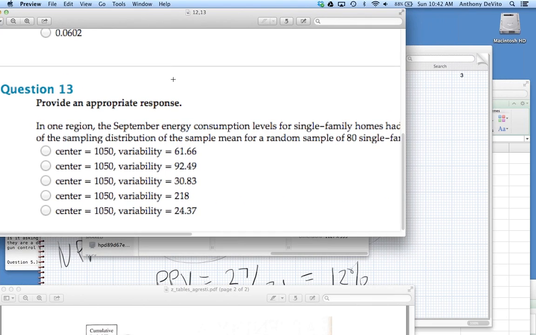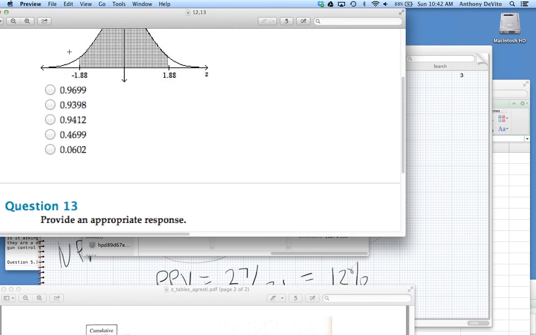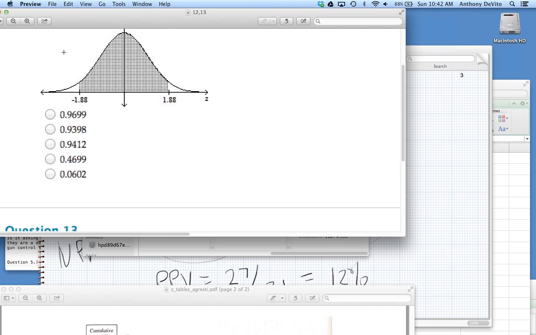Okay, let's take a look at question number 13. What I wanted to emphasize there is that if you think a little bit ahead, you can save yourself some trouble and only need to look up one area, rather than look up this area from here to here and this area from there to there and subtract that from that and so on. It's really only one area you need to look up there.